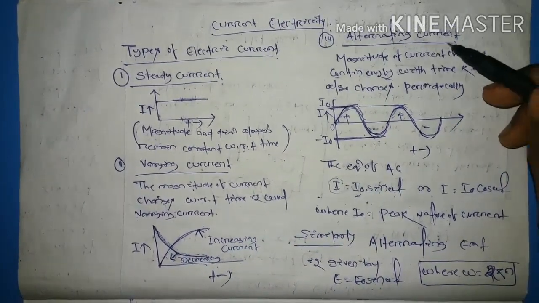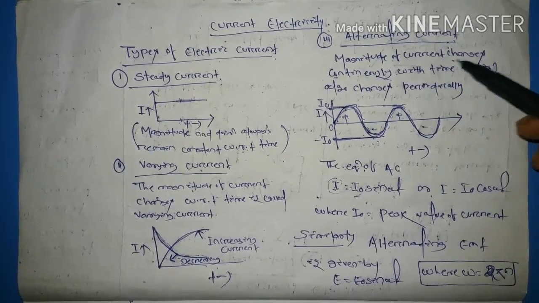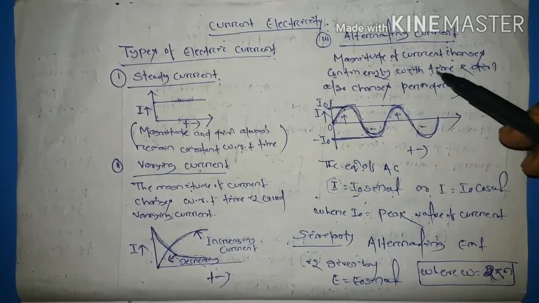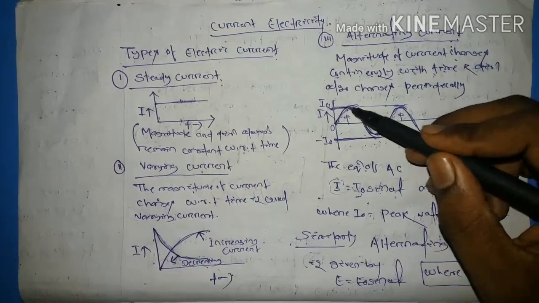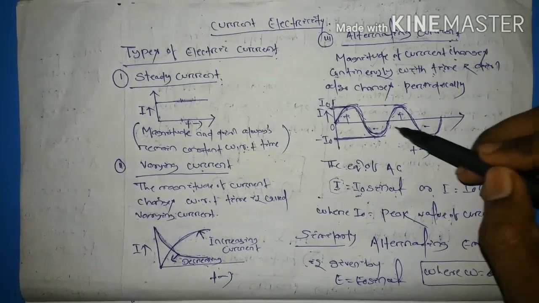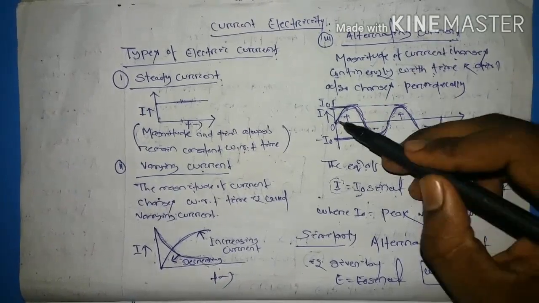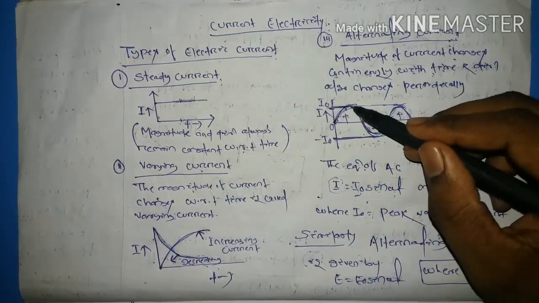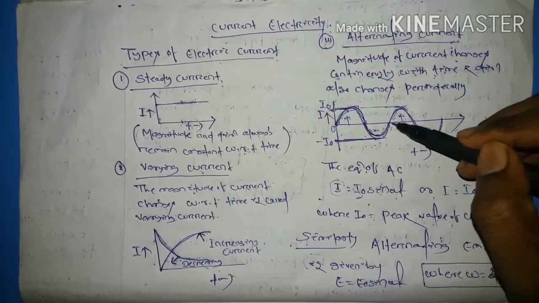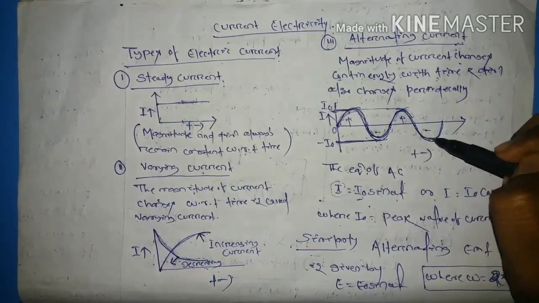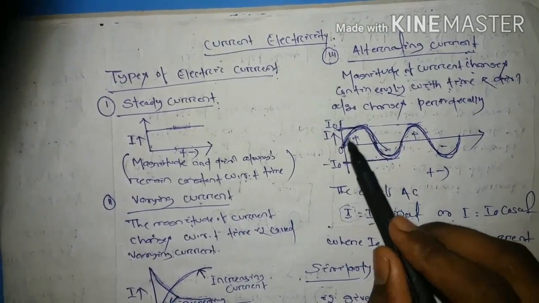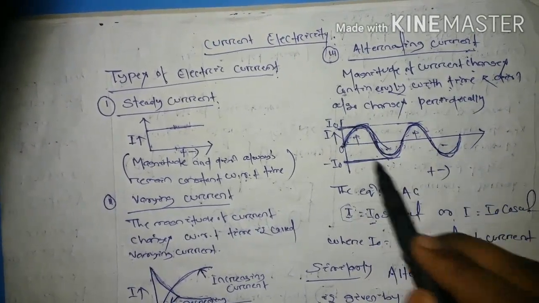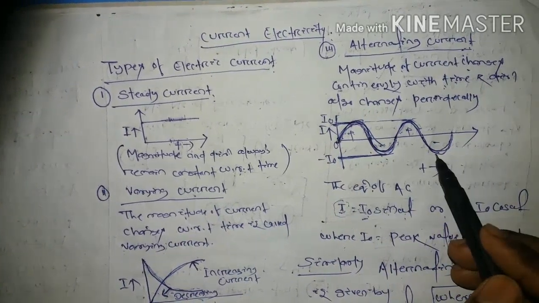Then alternating current. Alternating current is that current whose magnitude changes continuously with time and direction changes periodically. The graphical nature of alternating current is a sinusoidal function. Suppose this is the origin, this is the positive half cycle, this is the negative half cycle, this is the positive half cycle, this is the negative half cycle, so a positive half cycle and negative half cycle make a complete cycle. And the alternating current graphical nature is a sinusoidal function.